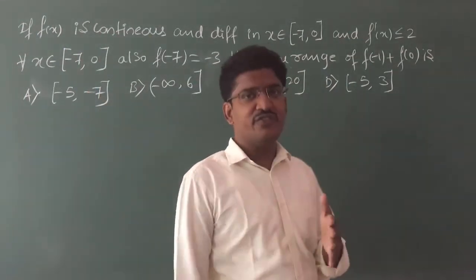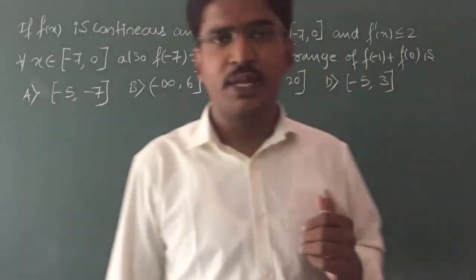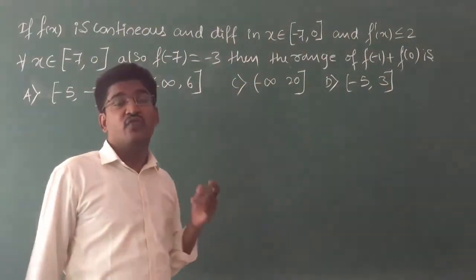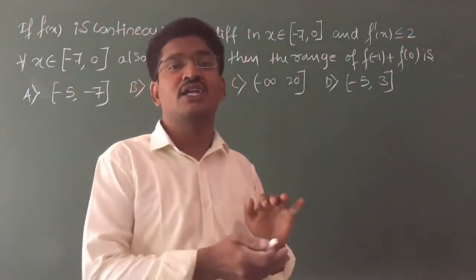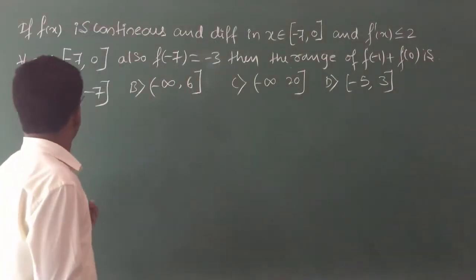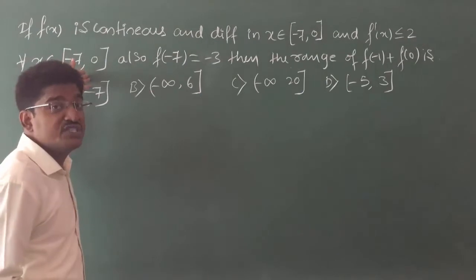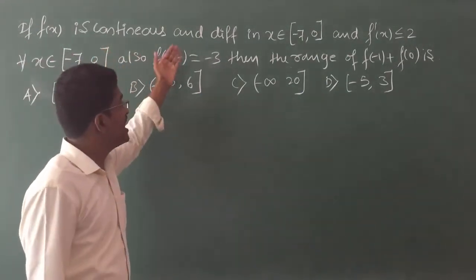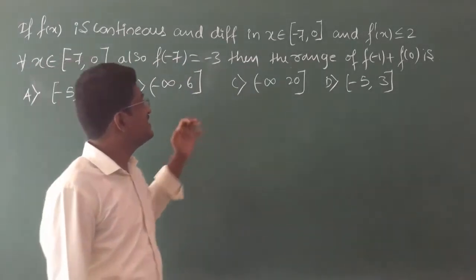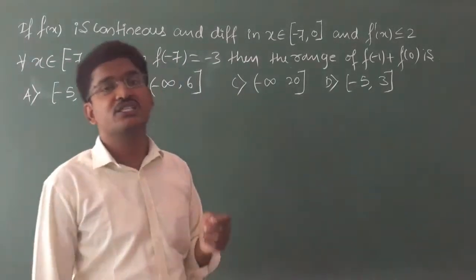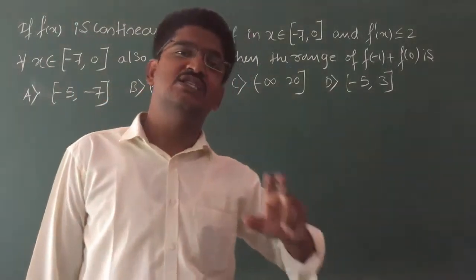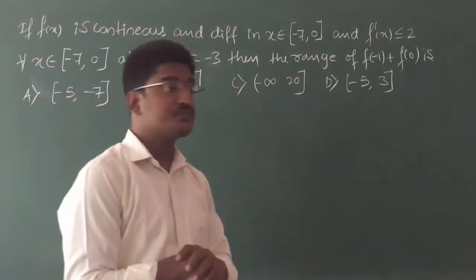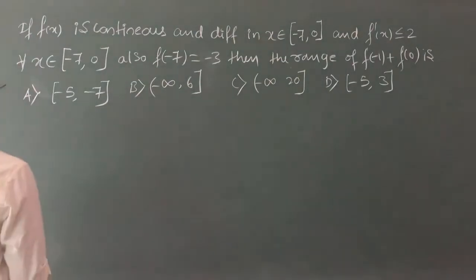They have given a function which is continuous and differentiable in the given interval minus 7 comma 0, and where that derivative is always lesser than or equal to 2 for every element of this interval where it is continuous and differentiable. Also f of minus 7 equal to minus 3, then the range of f of minus 1 plus f of 0 is what they are asking. Okay, no problem. Let us see here.